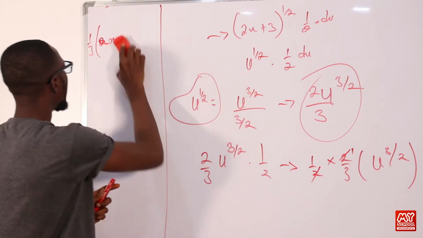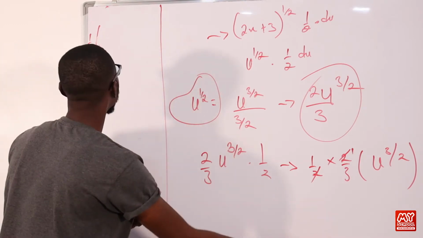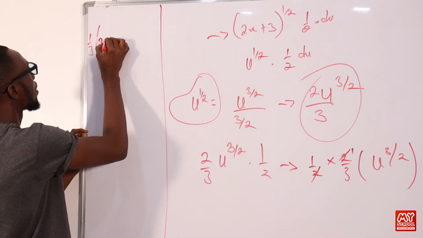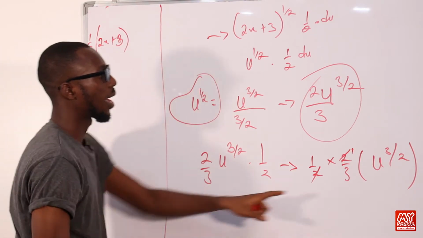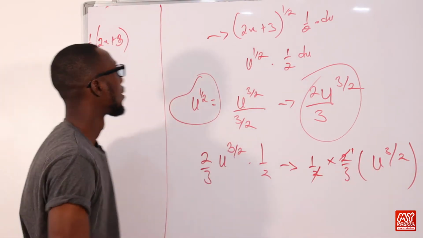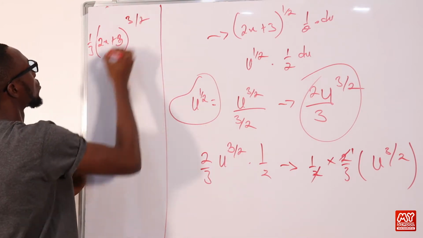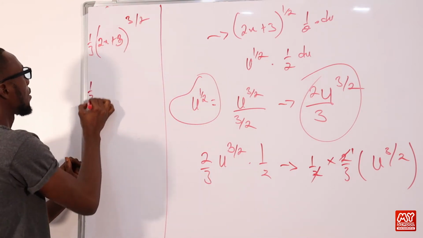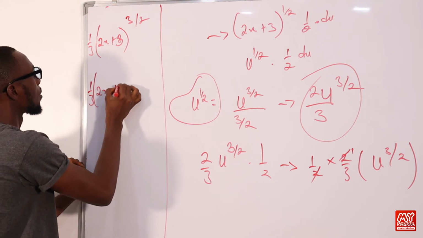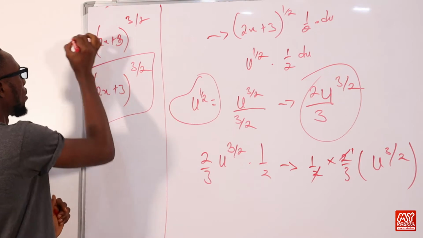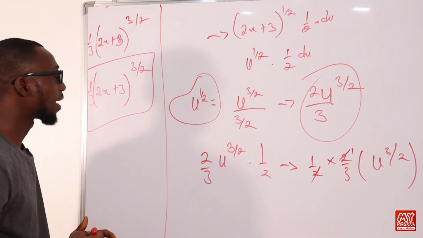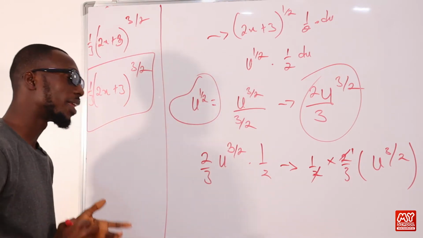Okay, let me rewrite this for clarity. It's 2x plus 3, right? Okay, then we have it here. 3 over 2, right? So I can write this. Let me write it again. 2x plus 3 all raised to power 3 over 2. So this is our answer. 1 over 3 into brackets 2x plus 3 raised to power 3 over 2.